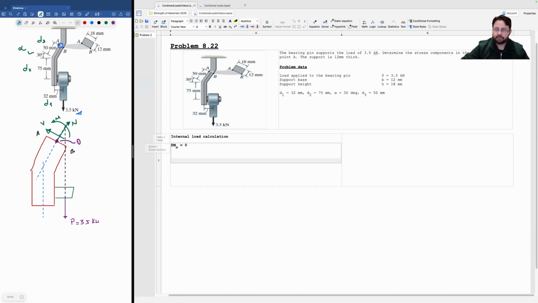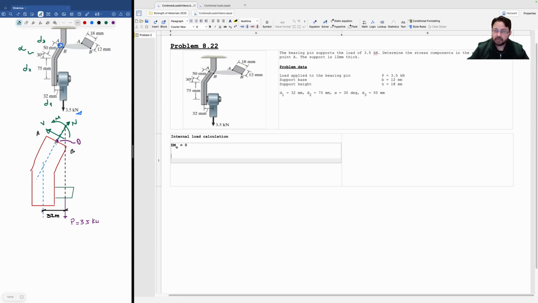Nice. So then what is going to create a moment around this point? For this force, I need to calculate the distance between the line of application of the force and this point here. If I use the known distances given in the problem, it's going to be this distance here, which is D1. And then I need to subtract this distance here, created by this inclined member, which is basically this 50 times, so how much is this? This is 30. So it's going to be 50 times the sine of 30. So I'm going to put this one here. This is going to be D1, and D1 is 32 millimeters.